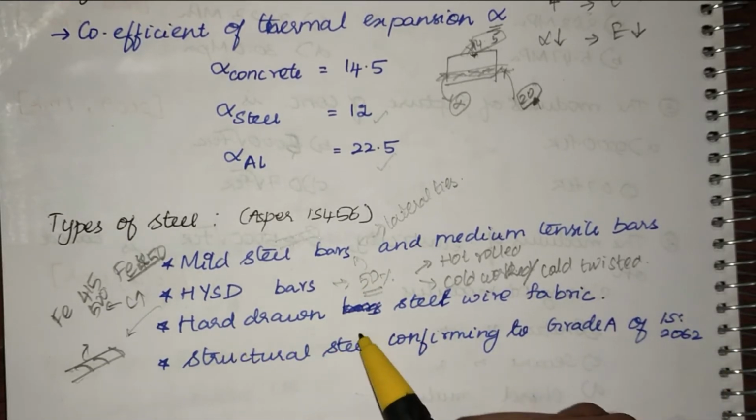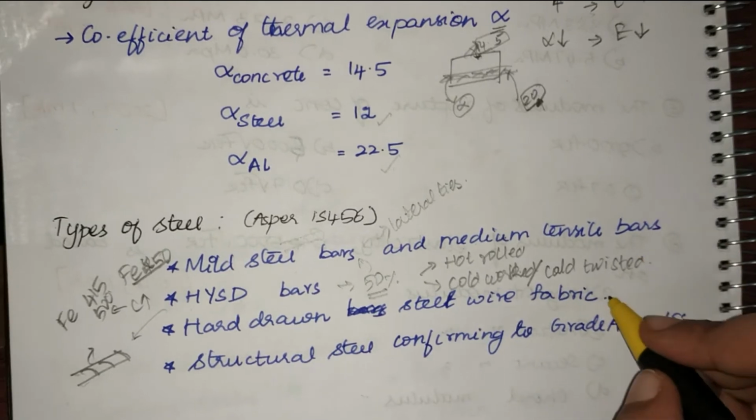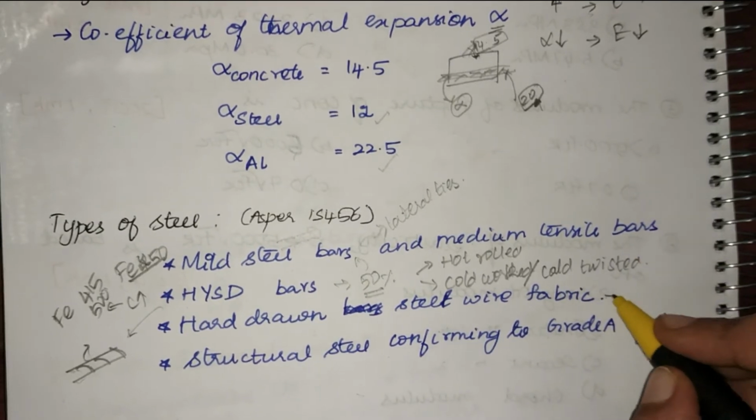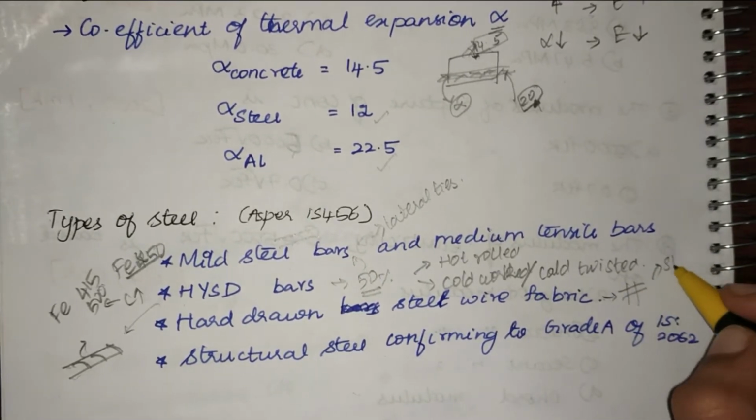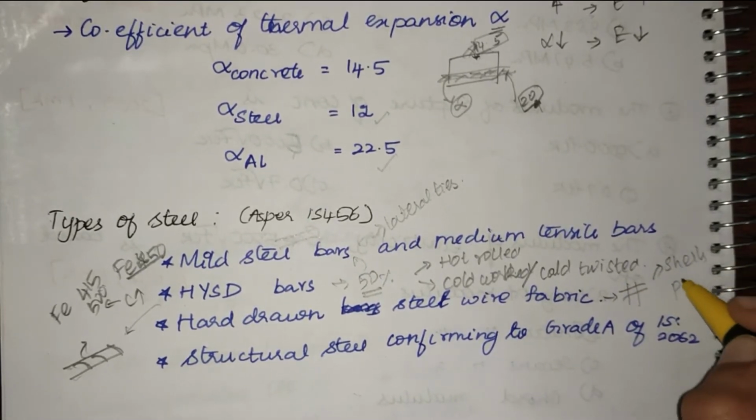Next is hard drawn steel wire fabric. These are not bars or rods. These are meshes, something like this, and these are used mostly in shells, pavers, etc.